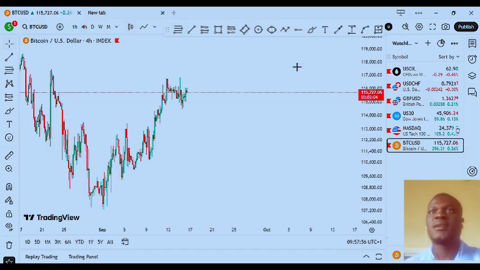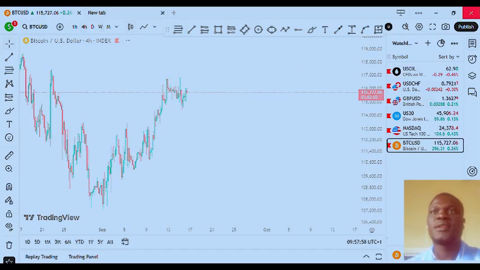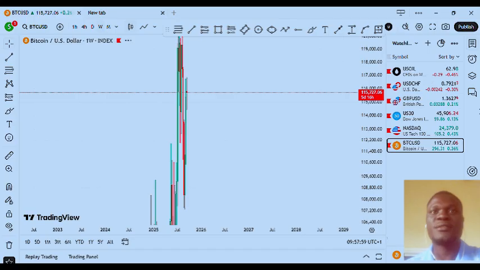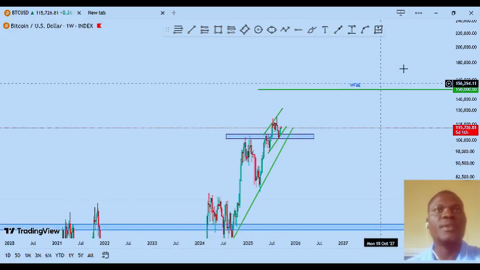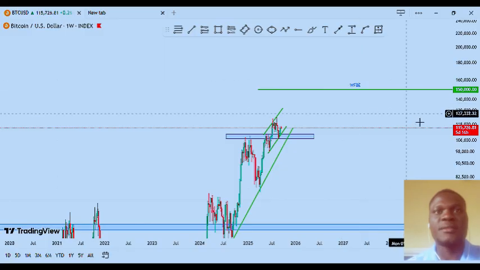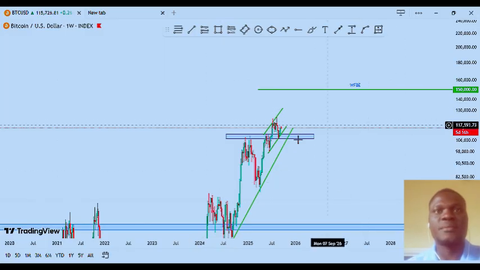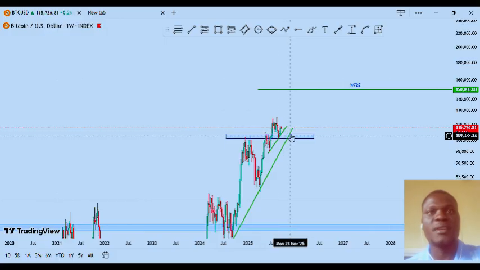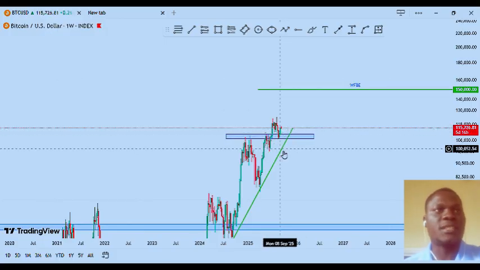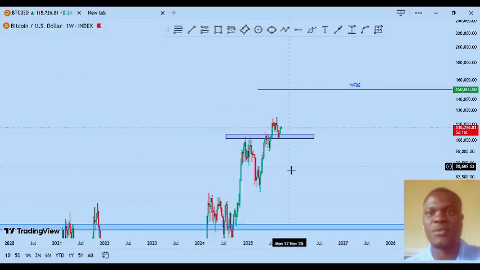Let's go on a weekly time frame. The Bitcoin market, I got stopped out at break even on this Bitcoin trade. I will show you how I jumped in on this trade, although for those of you that have been following me, I shared this setup on my Telegram channel while I was buying.